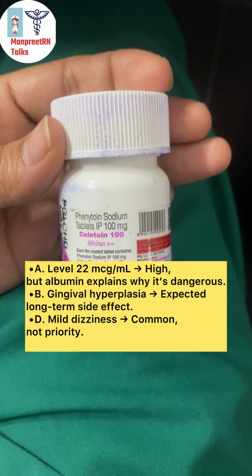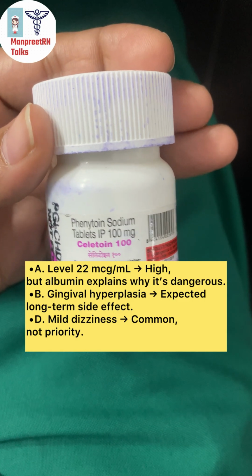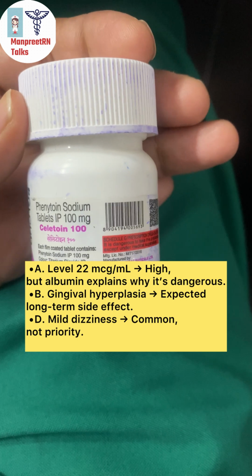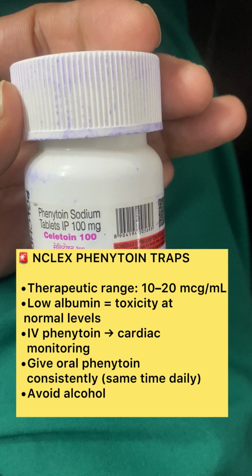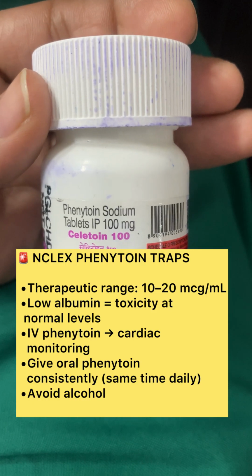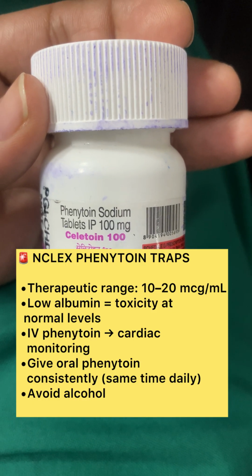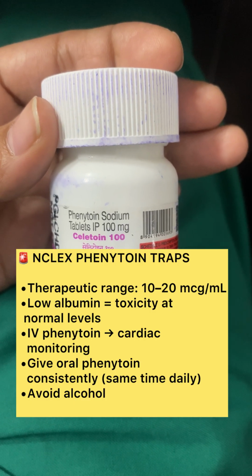The other options are lower priority than the albumin: the level of 22 mcg/mL, gingival hyperplasia, and mild dizziness are common, not the priority. So, NCLEX phenytoin traps, that is very important for the NCLEX exam. Therapeutic range is 10 to 20 mcg/mL. Low albumin increases the risk of toxicity even at normal levels.